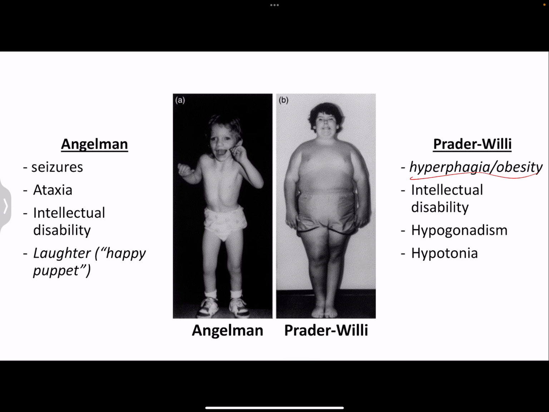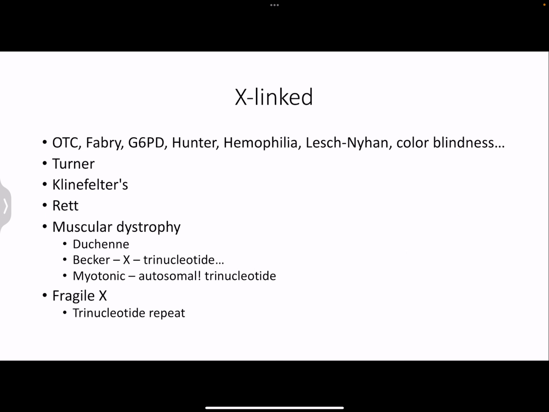Prader-Willi: hyperphagia and obesity, intellectual disability, hypogonadism, and hypotonia. So there's not much muscle development. For Angelman: seizures, ataxia, intellectual disability, and this very particular type of laugh is described as a happy puppet, which is kind of a weird way to describe it.